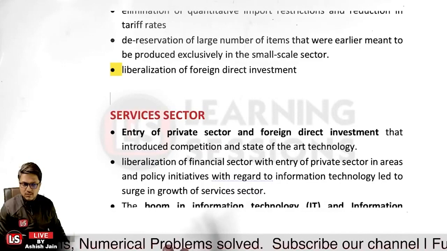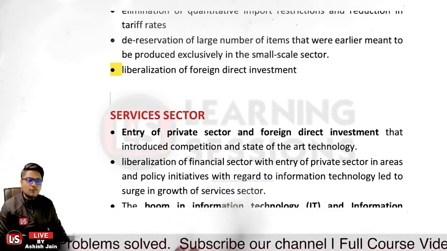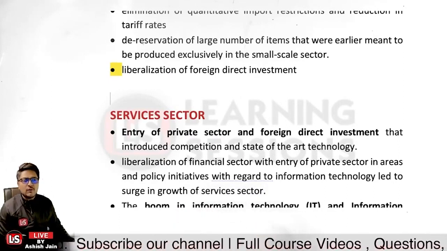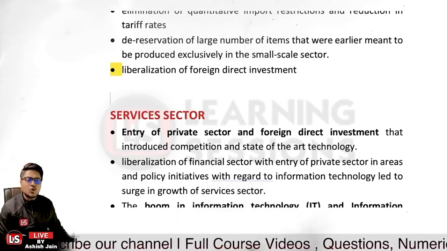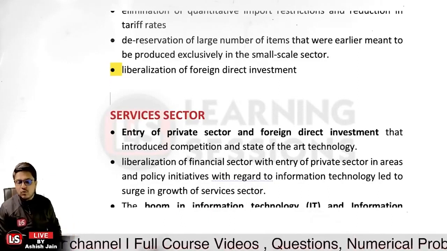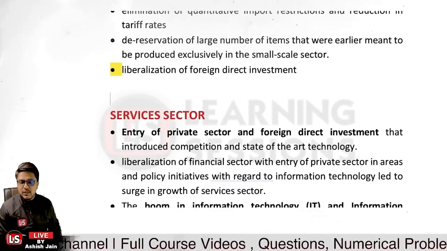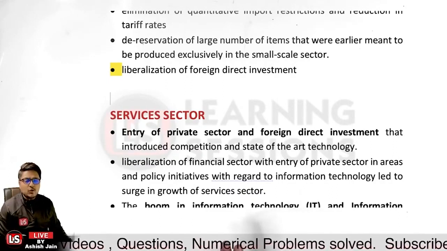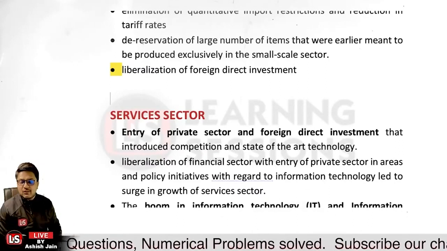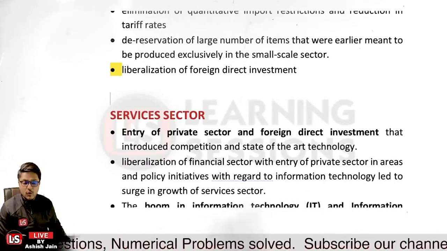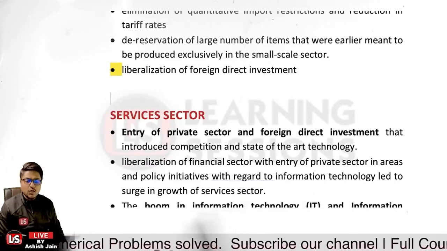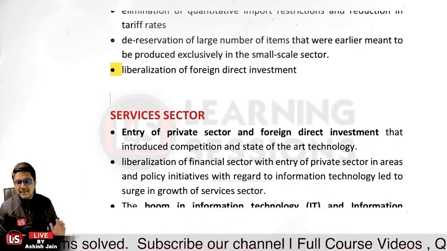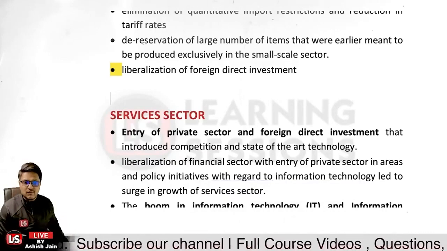Further, it is related to liberalization of the financial sector with entry of private sector in the areas, and policy initiatives with regard to information technology led to surge in the growth of the service sector. So there were two reasons behind the growth in the service sector. First, the private sector is now the main party in the service sector, and secondly, information technology is now being used in the service sector. That basically led to a huge growth in the service sector.